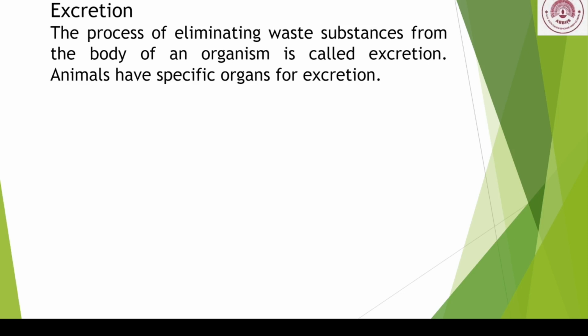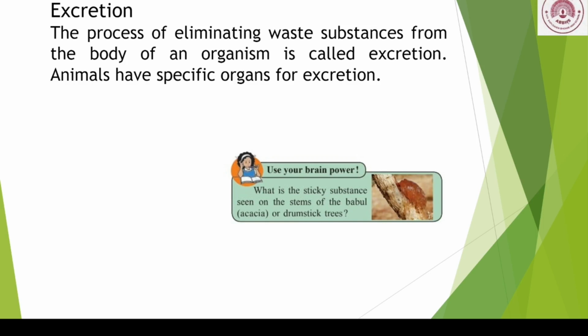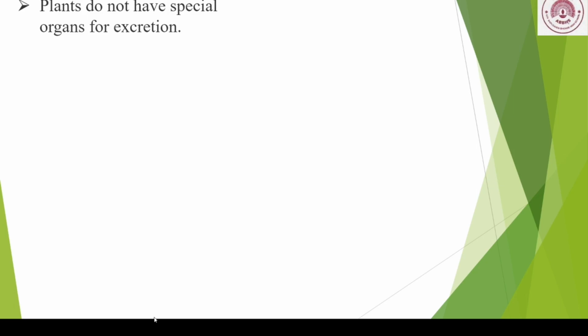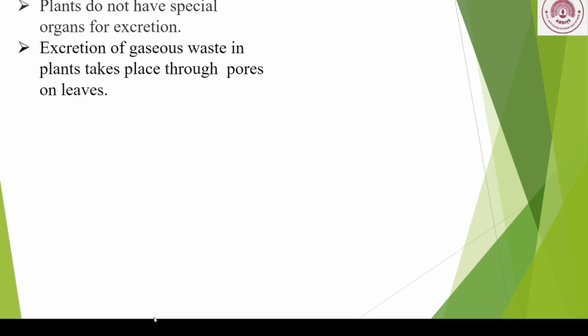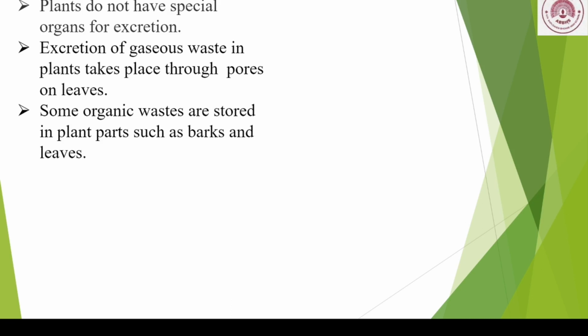Animals have specific organs for excretion. Plants too excrete. The sticky substance seen on the stem of babul or drumstick trees is the waste matter. Plants do not have special organs for excretion. Excretion of gaseous waste in plants takes place through pores on leaves. Some organic waste is stored in plant parts such as barks and leaves.